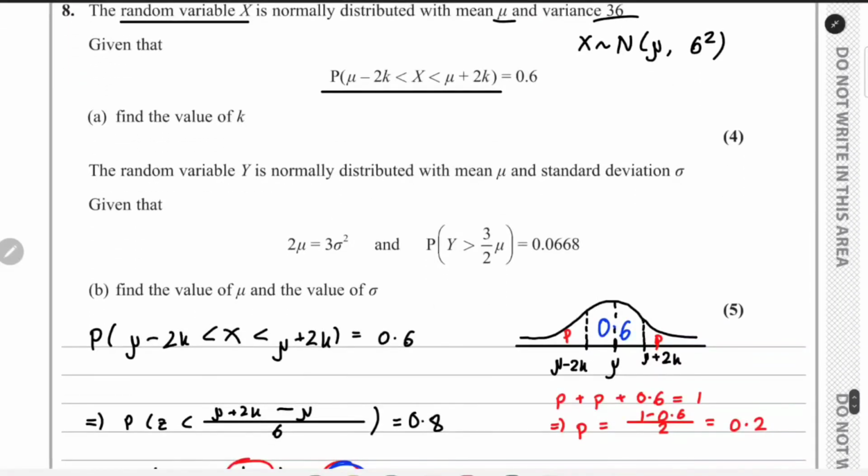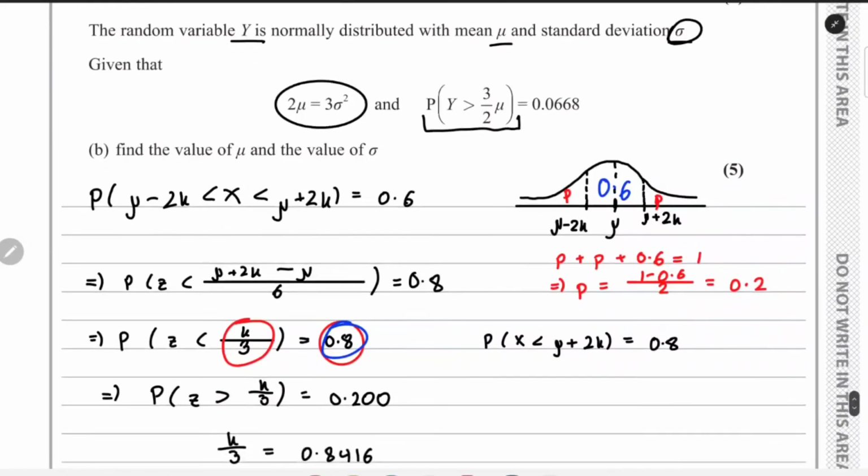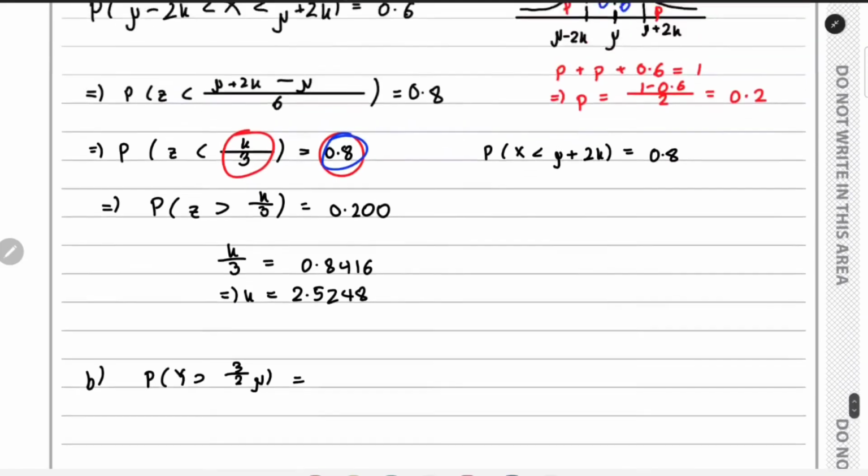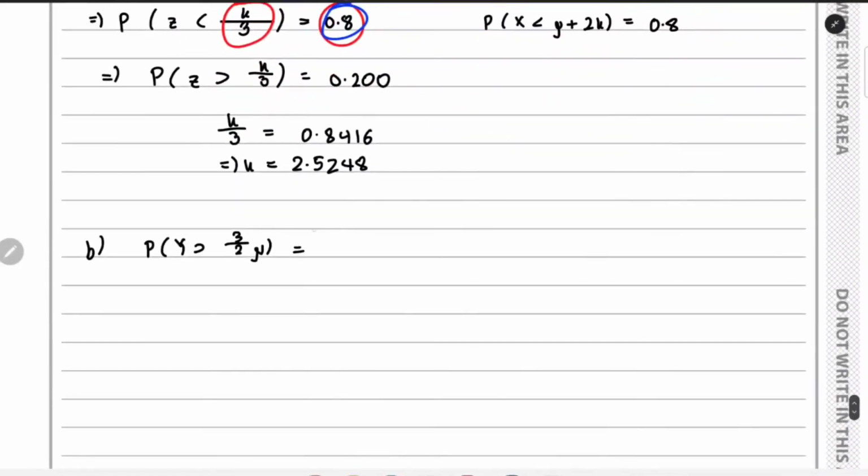Now we are given another distribution y with mean mu, standard deviation sigma. Both of them are variables. We are given these equations over here, an equation connecting the mean to the standard deviation, and the probability of it being greater than 3 by 2 mu. So probability y greater than 3 by 2 mu is 0.0668.